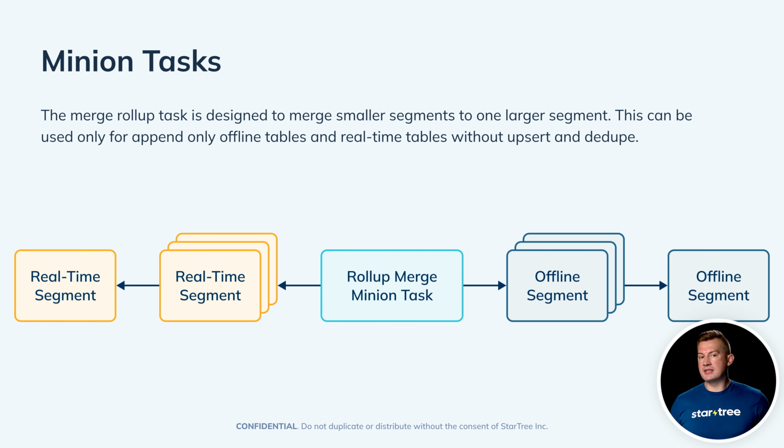The merge rollup task is designed to merge smaller segments into larger segments. This can be used only for append-only offline tables and real-time tables without upsert or deduplication.